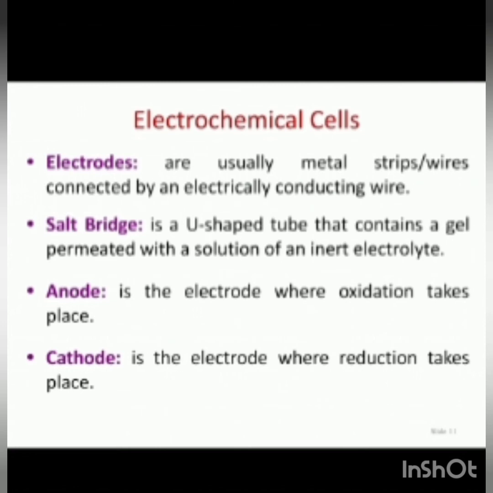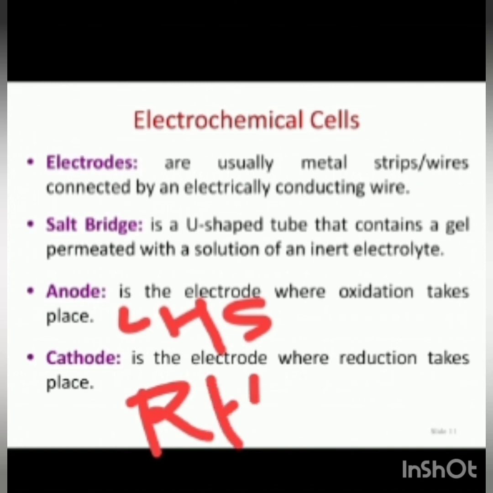Why do we use KCl in the salt bridge? Because KCl provides us K+ positive ions and Cl- ions. Next, anode. Anode is the electrode where oxidation takes place, and it is placed at the left hand side of the cell. Cathode. Cathode is the electrode where reduction takes place, and as per the IUPAC convention, it is placed at the right hand side of the cell.